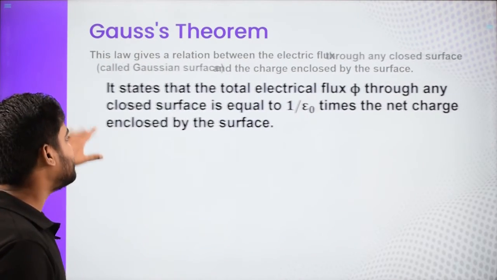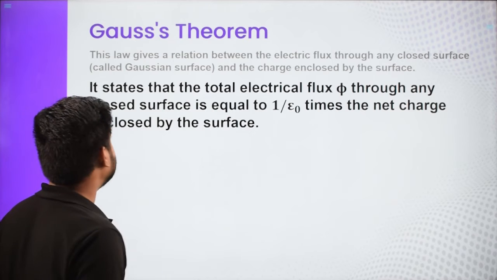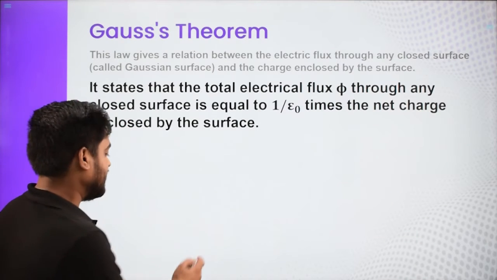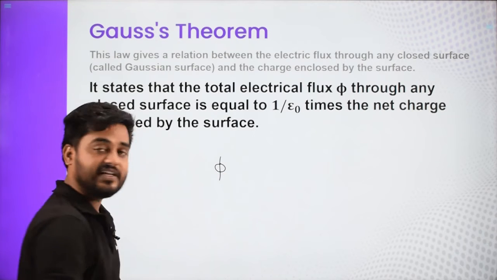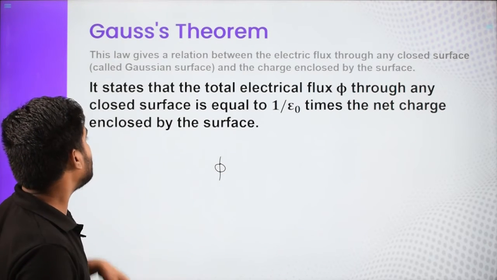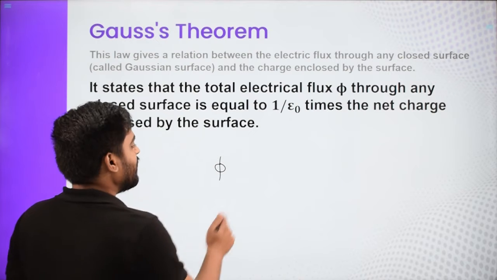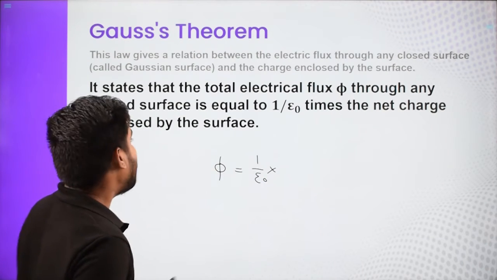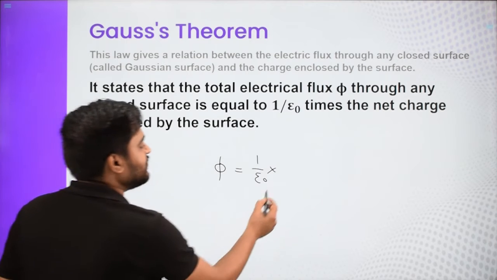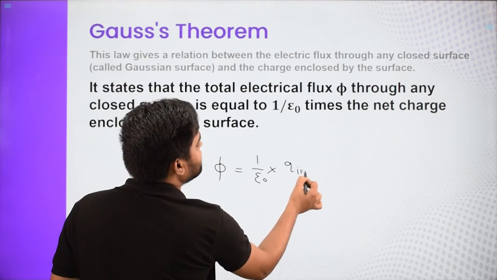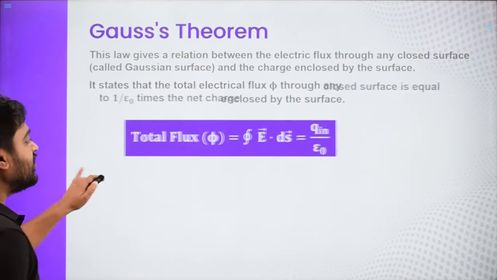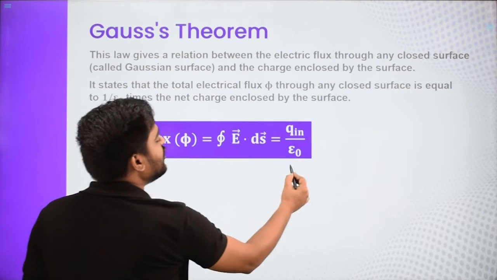Now let us understand the statement of Gauss's theorem. This states that the total electric flux phi through any closed surface is equal to 1 by epsilon naught times the net charge enclosed by the surface. The net charge inside the closed surface I am calling Q in. So the mathematical expression is total flux phi is equal to Q in by epsilon naught.